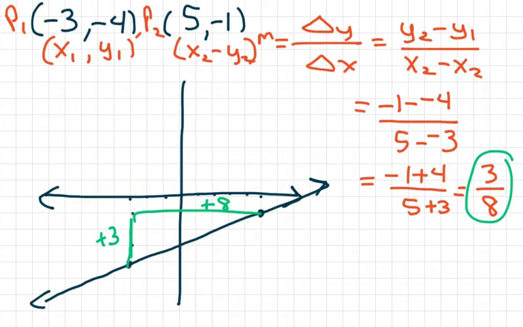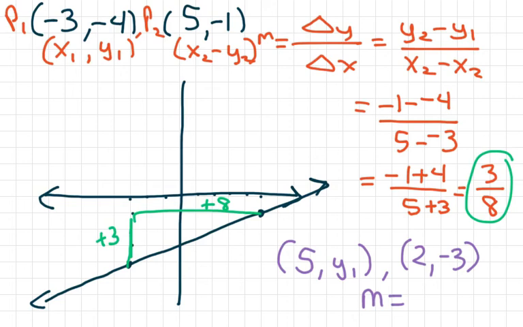The next video is going to be finding the value of a point given a slope. So they're going to give you, the next video is going to be like this. You're going to get 5 and some y sub 1 and 2, negative 3 as your points, and they're going to give you the slope, say equals 4/3, and we're going to try to find y.